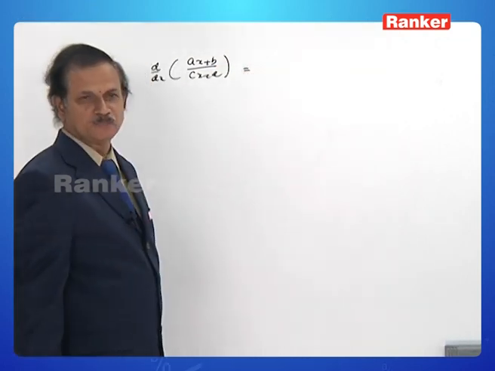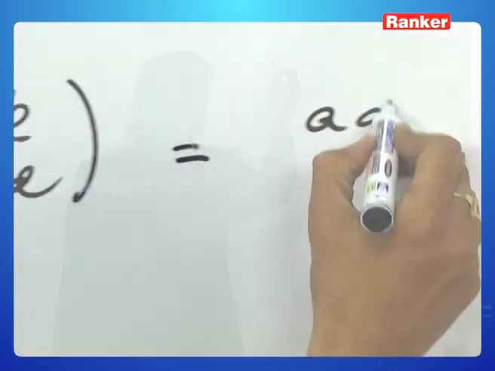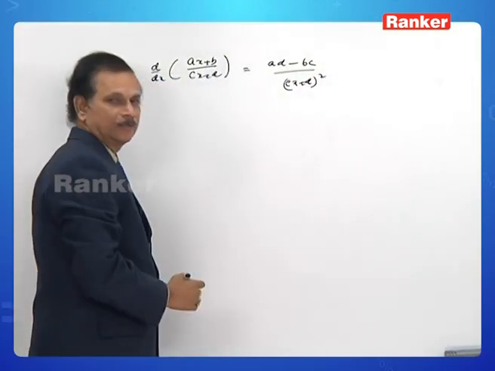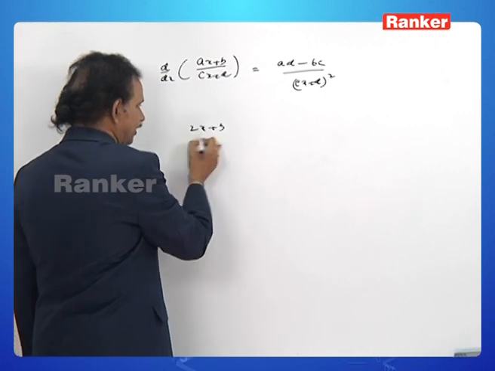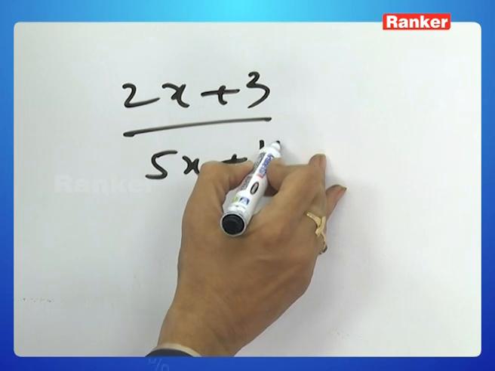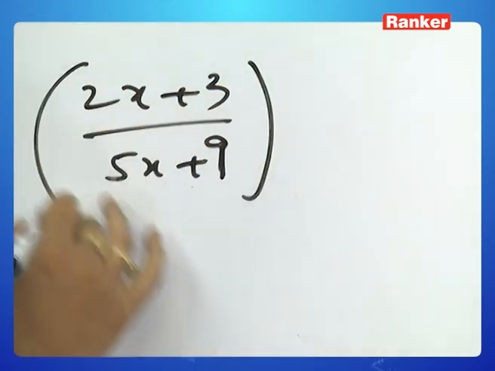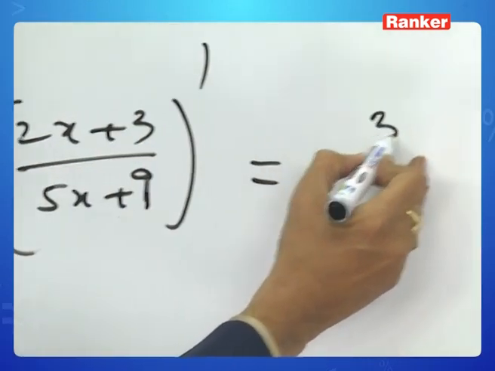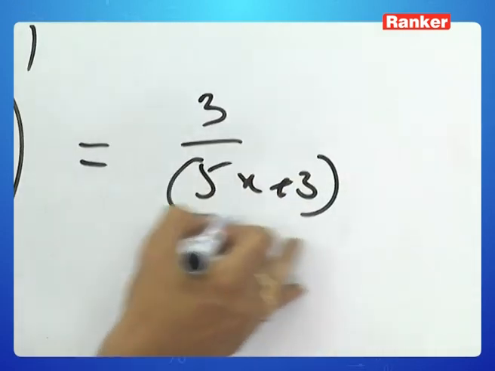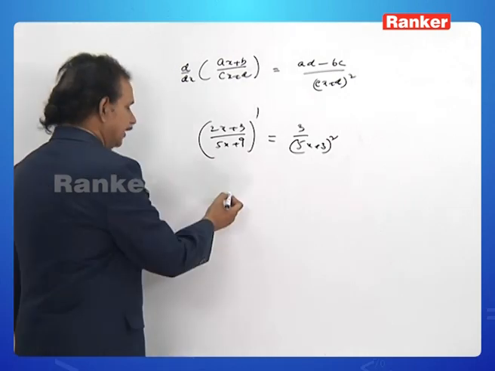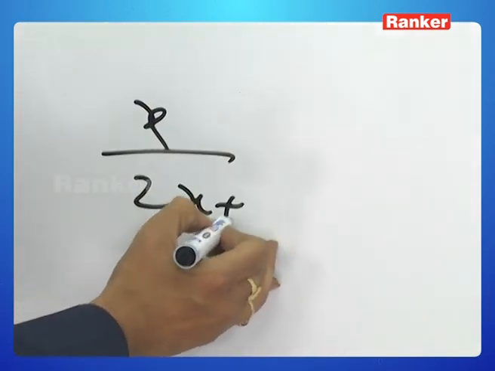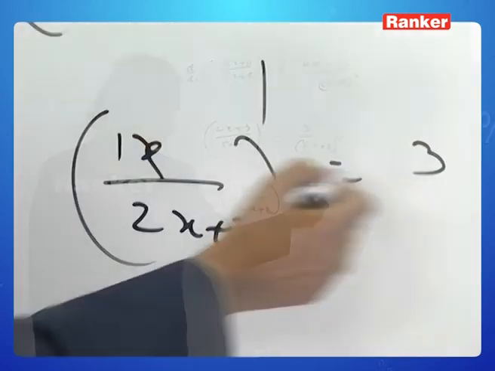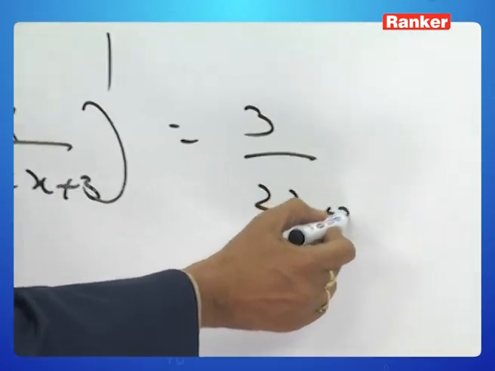What is d by dx of ax plus b by cx plus d? It is just nothing but ad minus bc by cx plus d whole square. Well done. 2x plus 3 by 5x plus 9, what is its derivative? ad minus bc, 18 minus 15, 3 by 5x plus 9 whole square. Again, x by 2x plus 3 whole dash. Come on. x means 1x. ad is 3, bc is 0, by 2x plus 3 whole square.